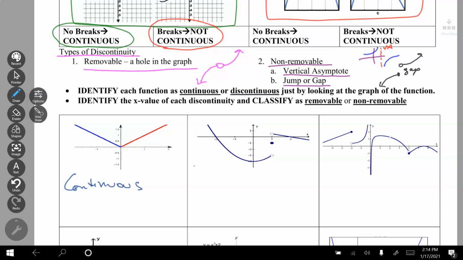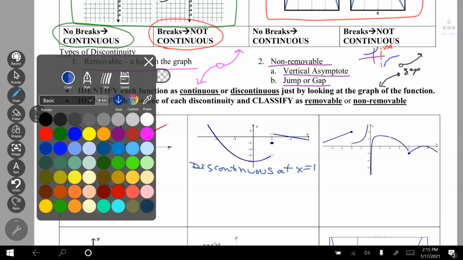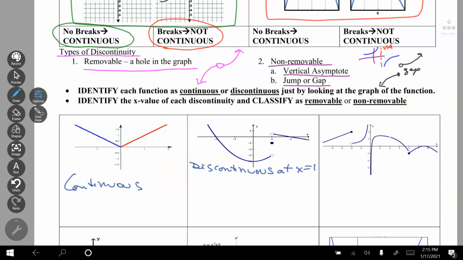This does have a break in it, so it is discontinuous at x equals 1, and it is non-removable because there is a jump or a gap. I'll call it jump.